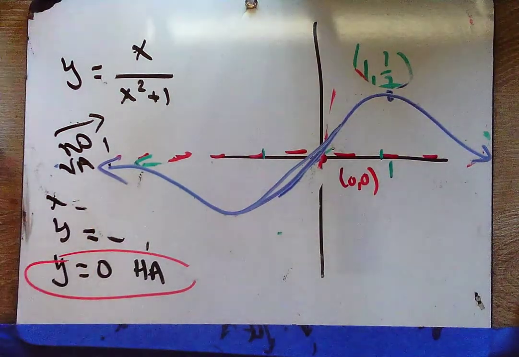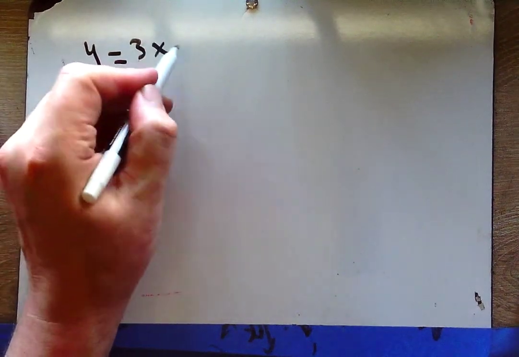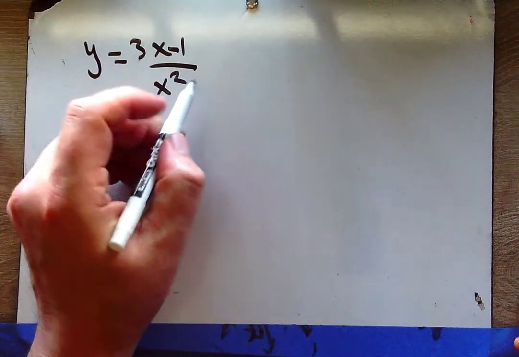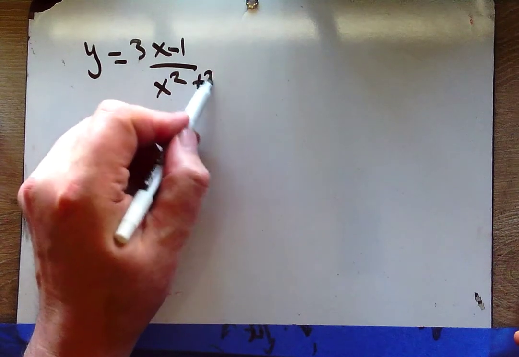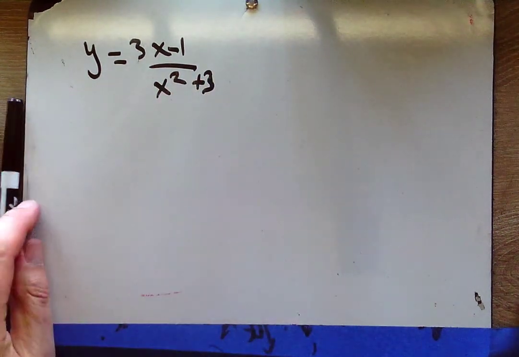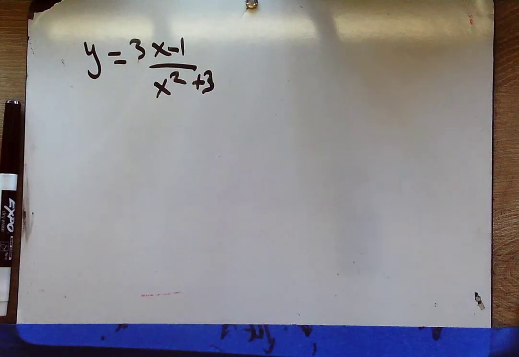All right, so I think it's time for you to do one. How about this one? Y equals 3x minus 1 over x squared plus 3. Please graph that rational function. Come back when you're done.